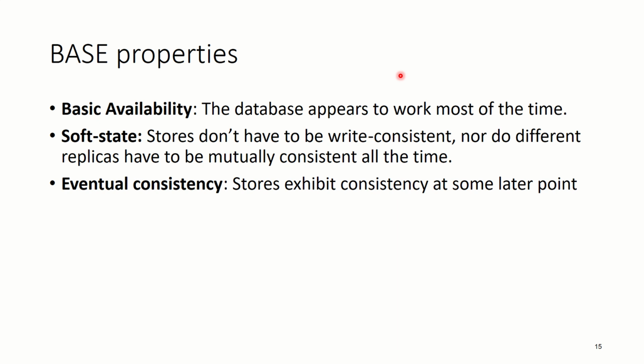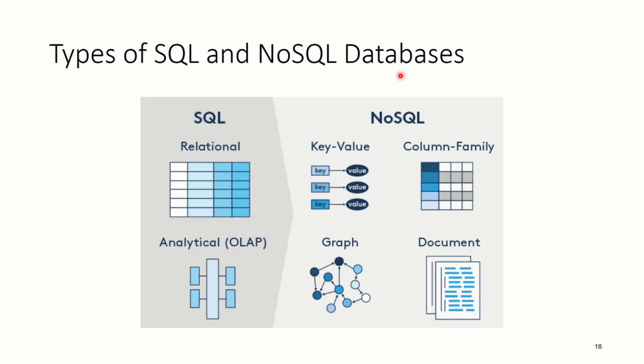And soft state means that the store does not have to be write consistent. That means if you have made any changes, those changes don't need to be reflected at the same moment, but they will be reflected in course of time, right? So that is nothing but eventual consistency. And in soft state, different replicas do not have to be mutually consistent all the time. So it is not mandatory that all your data has to be write consistent, nor that your different replicas be mutually consistent all the time. So that's nothing but soft state. All these options are available for BASE properties.